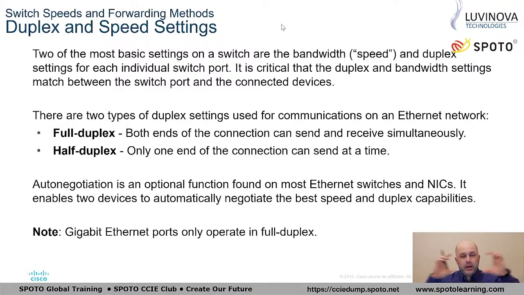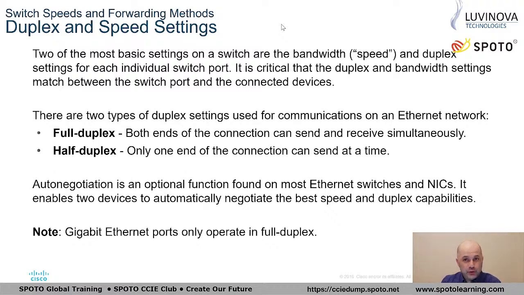On the switch we have networking ports, and any switch can have a maximum of 48 ports. It is critical that duplex and bandwidth settings match between the switch port and connecting devices. Computers and other devices are connected to the switches in order to form a LAN. So the port on the switch and the port on the computer must use the same communication channels.